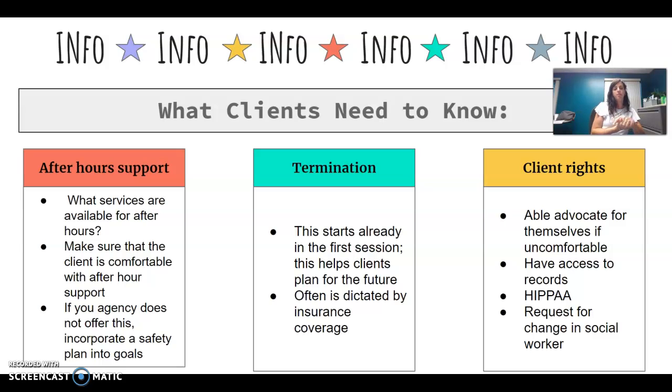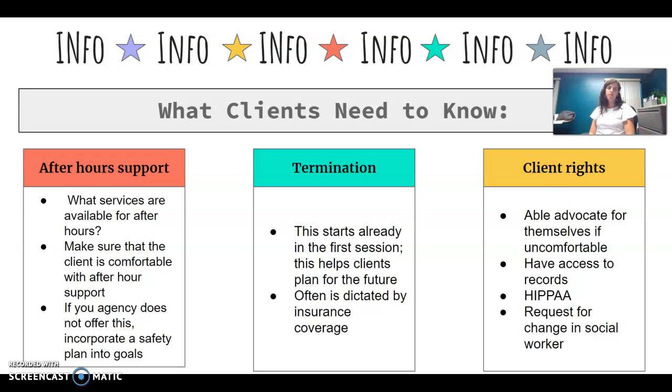Client rights, so letting them know it's okay for them to advocate for themselves if they're feeling uncomfortable. So if they don't like you, they don't like the office, or they're just not comfortable with some element of their services, they are able to advocate for themselves. They also have access to their records. We talked a little bit about that on Monday, about how you want to be mindful of how you write your clinical notes, because your clients have access to their records. And so sometimes that can be a very therapeutic thing. Sometimes that can be very awkward, but it is a client right.